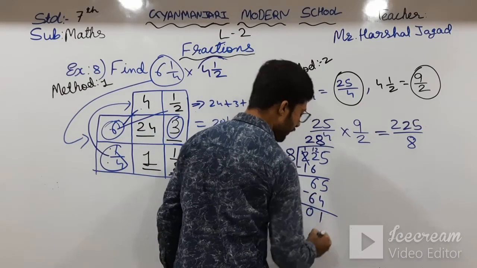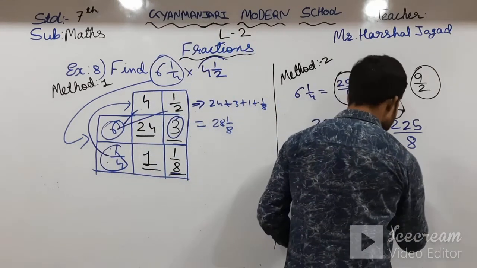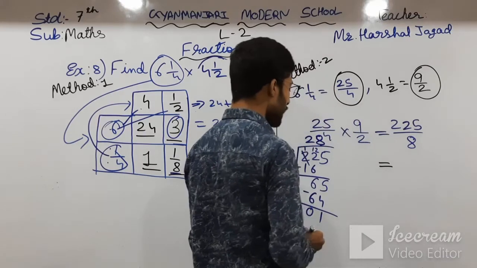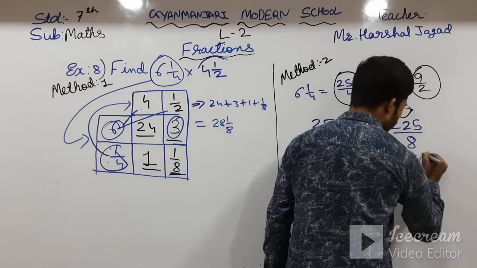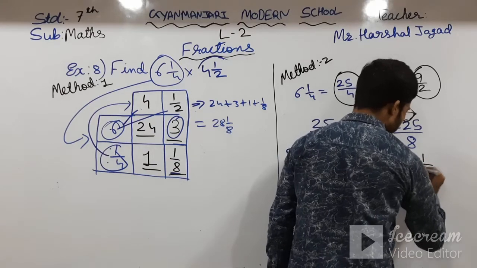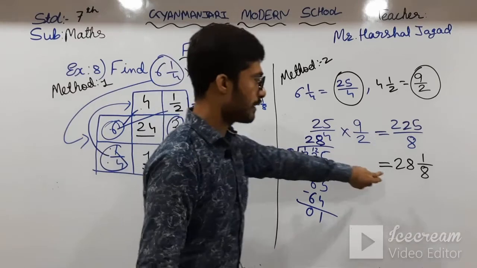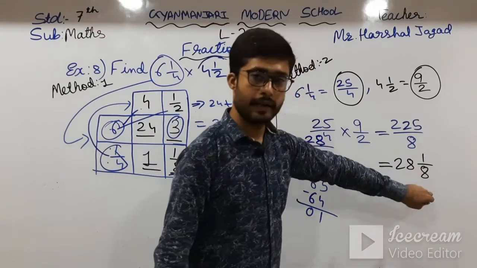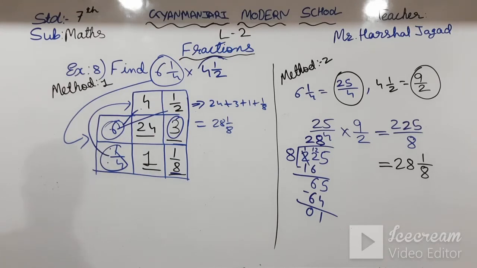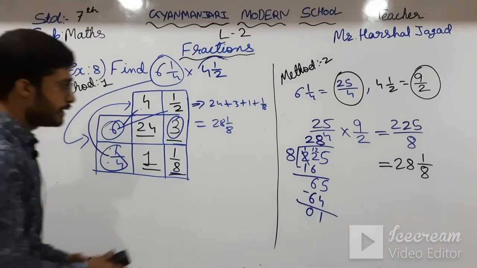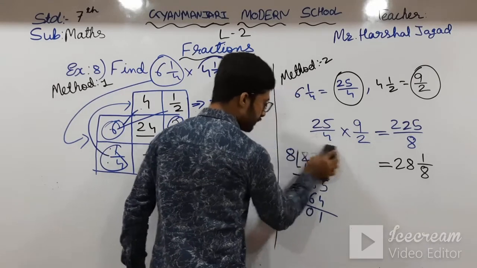Then the remainder is 1. So how can we write this? The answer we write over here, the remainder upside and the divisor downward. So we get the answer 28 1/8. Okay students, please note this down. Here you don't combine this.